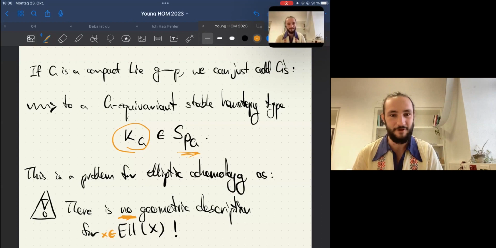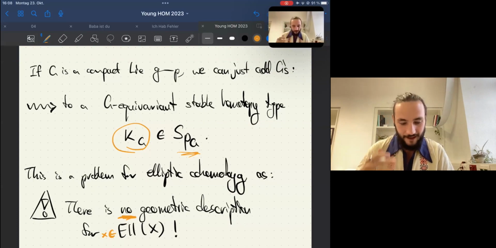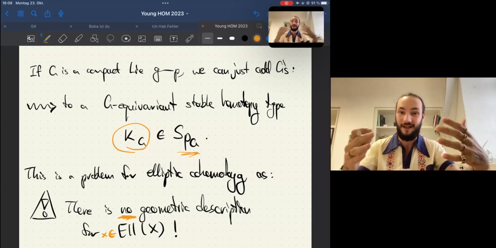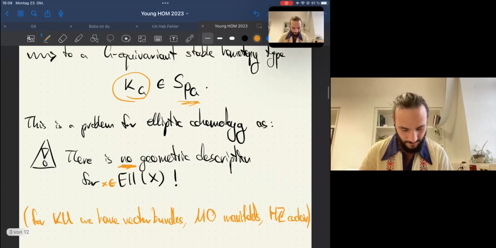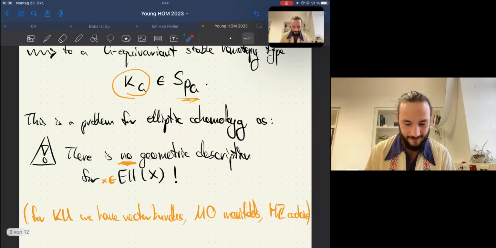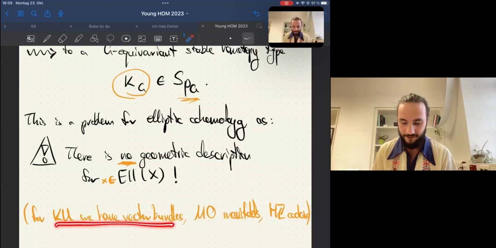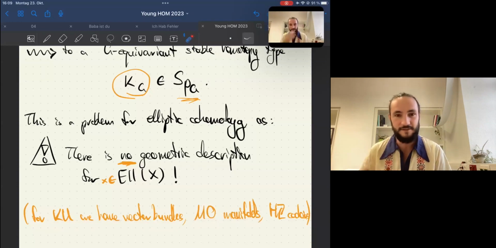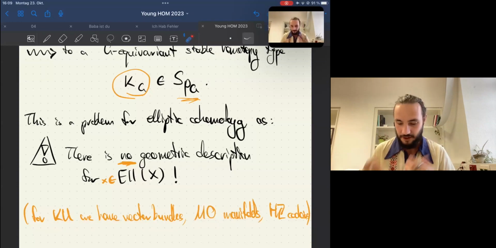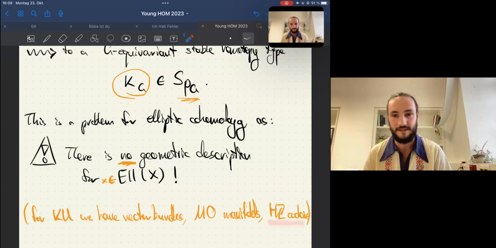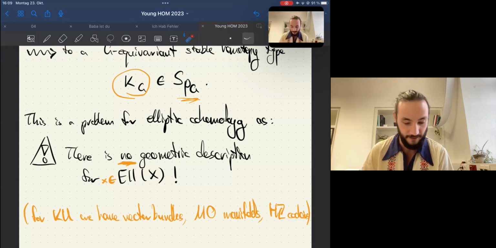So the first thing I want to do is talk about reworking equivariant K-theory into a form that we can then generalize to elliptic cohomology. Here I just have examples of cohomology theories where we do have a geometric meaning. So for K-theory, vector bundles; for these Thom spectra, we have framed structured manifolds and stuff like this. And then of course, for singular cohomology, we have cochains and stuff like this.